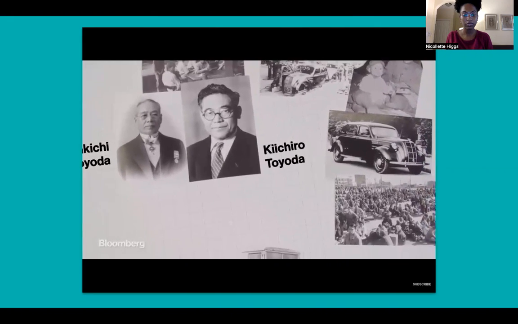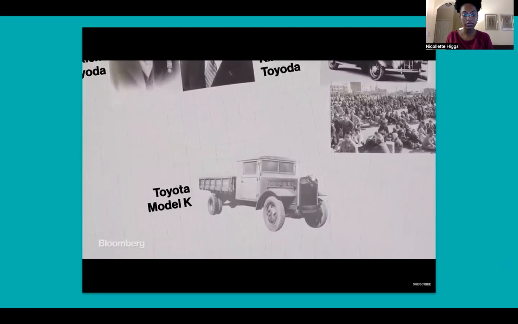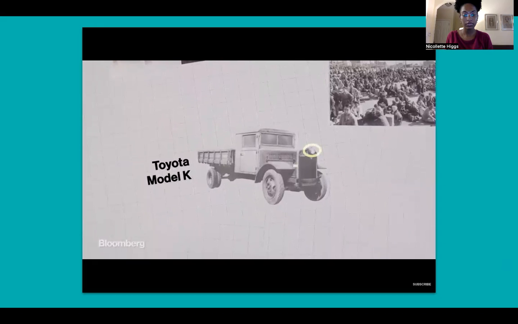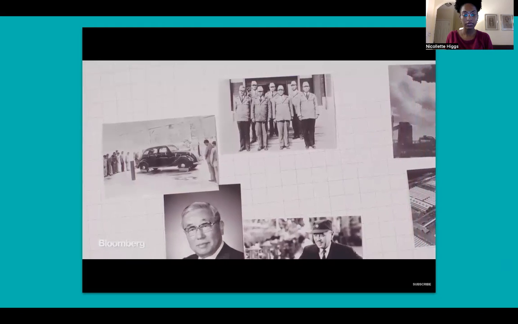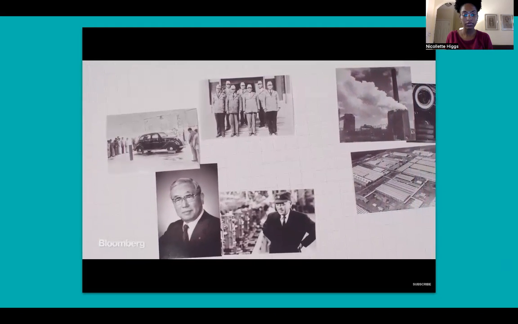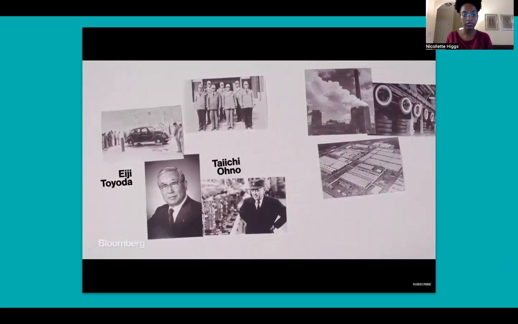As the shortage of materials increased during the war, the number of headlamps on its Model K truck was reduced to one, and it only had brakes on one of the axles. The turning point for Toyota's production system would come in the early 50s, when Kiichiro's cousin Eiji would travel to the US with a veteran loom machinist, Taiichi Ohno.